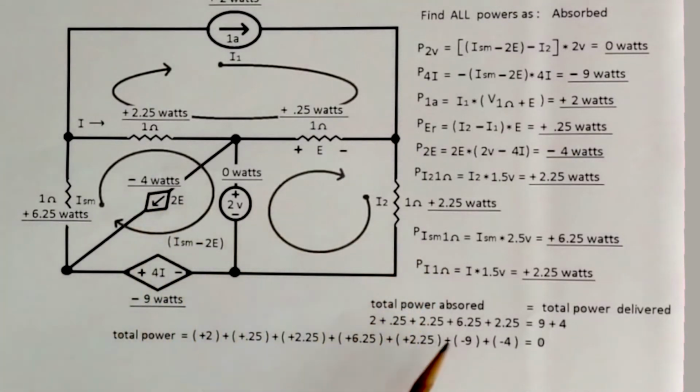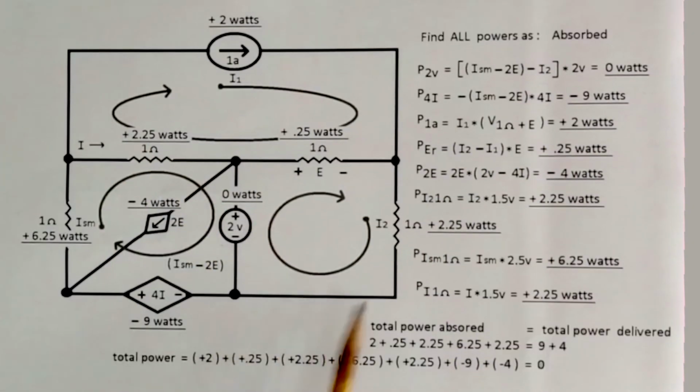Here I have defined all the powers for every component, all 8 components, as power absorbed using the passive sign convention. After we find the power for the 2-volt source is 0 watts, we actually see that the supermesh value and the I2 current going through this 2-volt independent voltage source is 0 amps. This 2-volt source could be removed from the circuit. Doesn't affect anything. Kind of a surprise, but I didn't know that until I looked at the power.